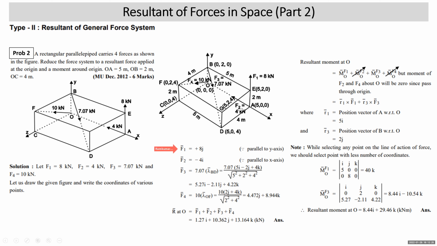F2 bar. F2 force is acting along x-axis in negative direction. Can you see that here? It is all the more clear. F2 is 4 kilonewton, which is acting along x-axis but in negative direction. So this will be minus 4i, parallel to x-axis.